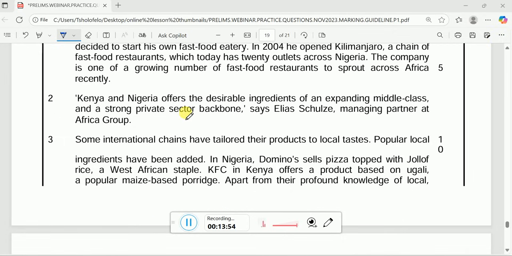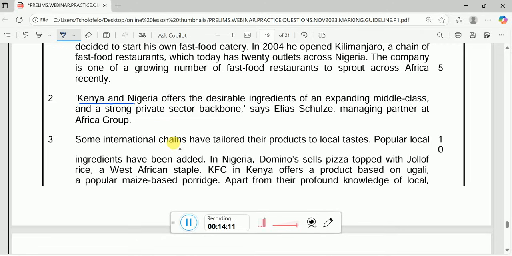Kenya and Nigeria offers the desirable ingredients of an expanding middle class and a strong private sector backbone, says Elizabeth School's managing partner at Africa Group. Now we need to establish subject-verb agreement. We say Kenya and Nigeria. So we have two countries. It means that our subject, remember, the subject is anyone or anything that performs the action in the sentence. There are two, so our subject is in a plural form.